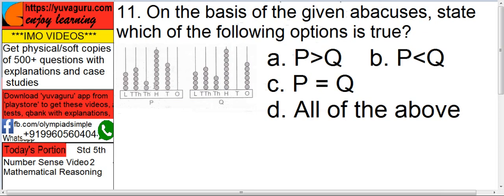It means Q is greater than P. So check for that option. Q is greater than P or P is less than Q. So B is the answer.